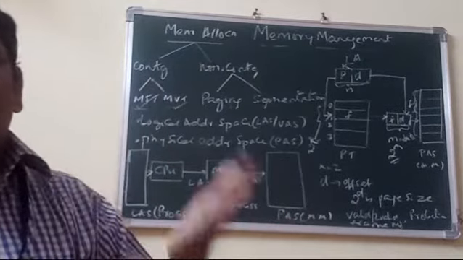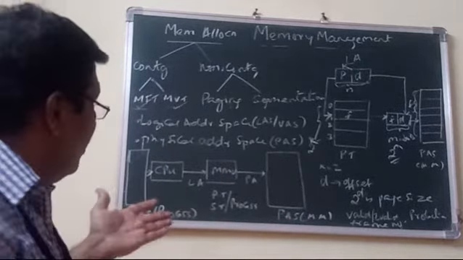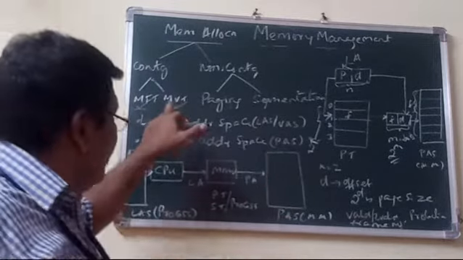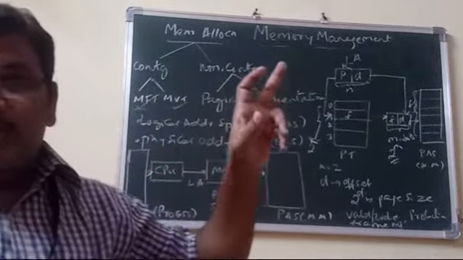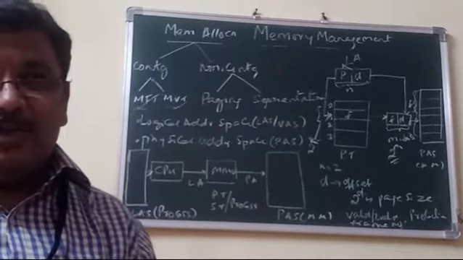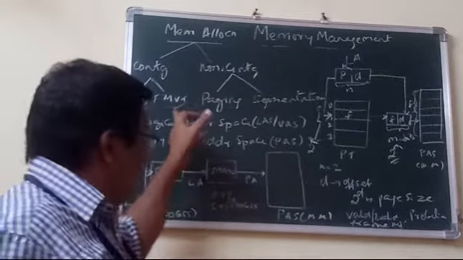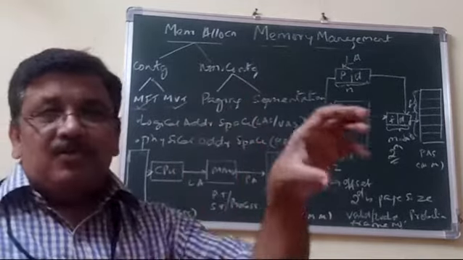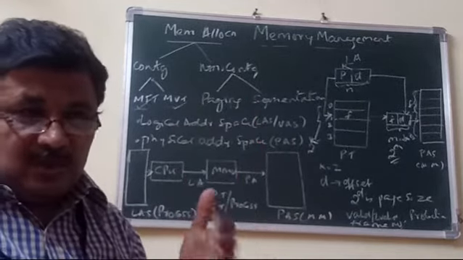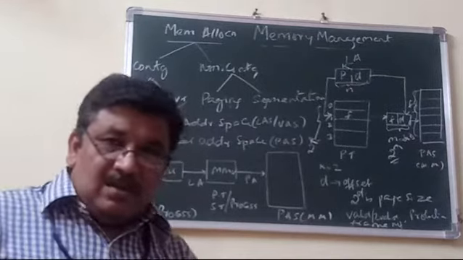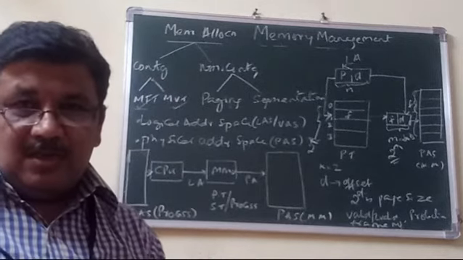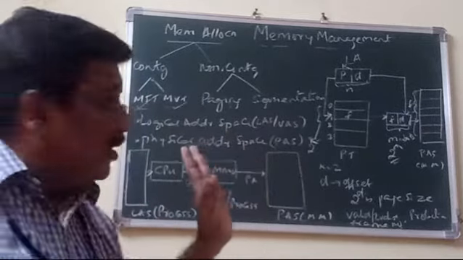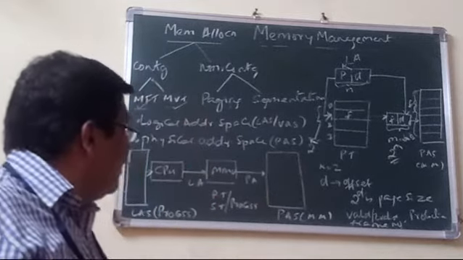We also solved a problem based on that, and we determined what the fragmentation is, because MVT suffers from external fragmentation. There is no question of having internal fragmentation here, because whatever is the requirement of the process, only that much memory is allocated. So there is no question of allocating excess memory, and hence there is no internal fragmentation in case of MVT.